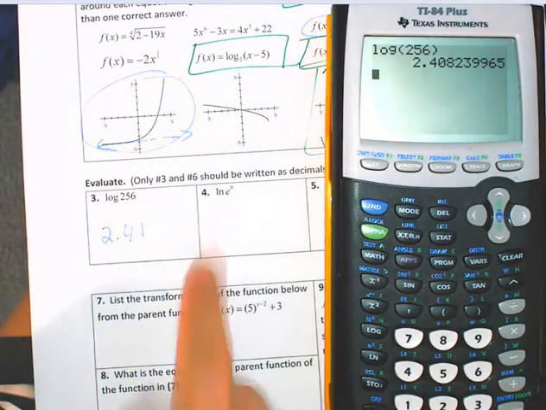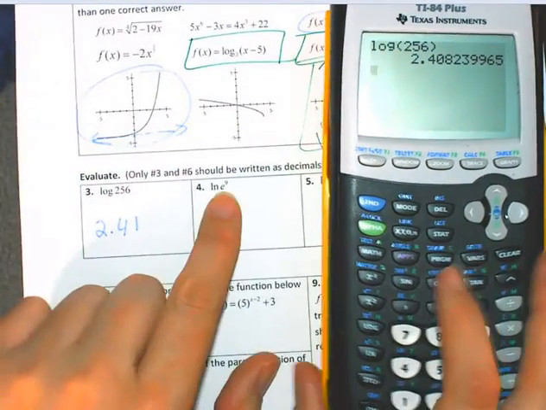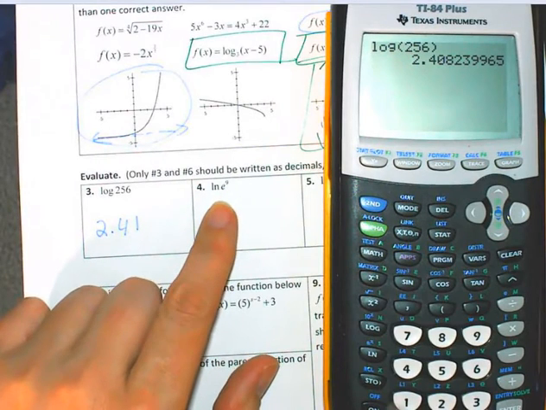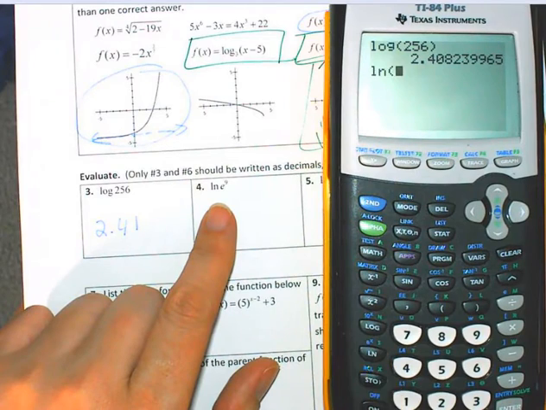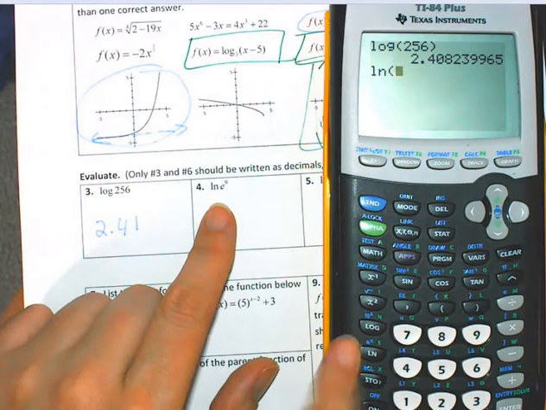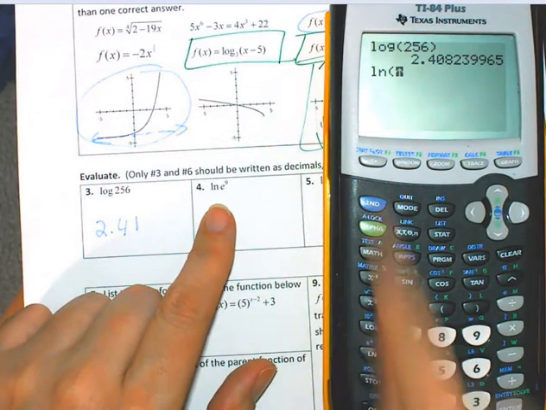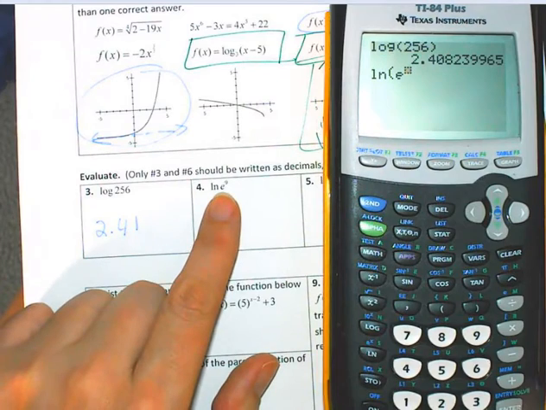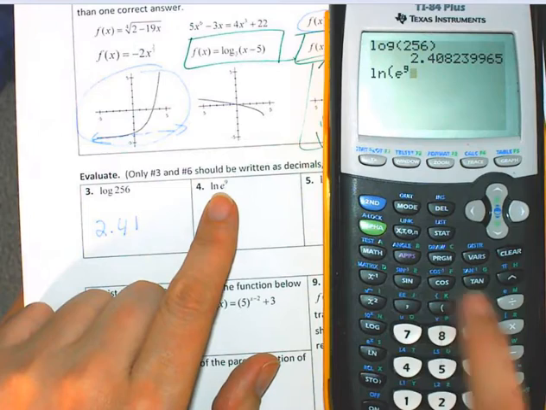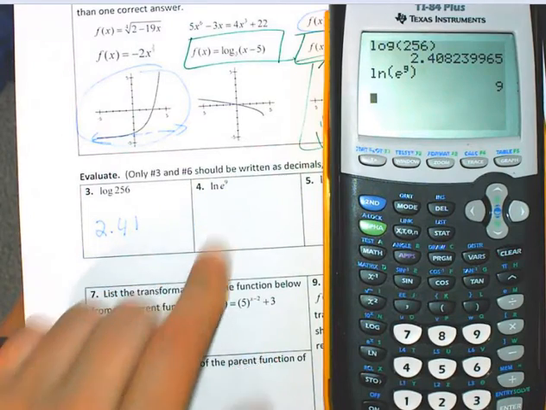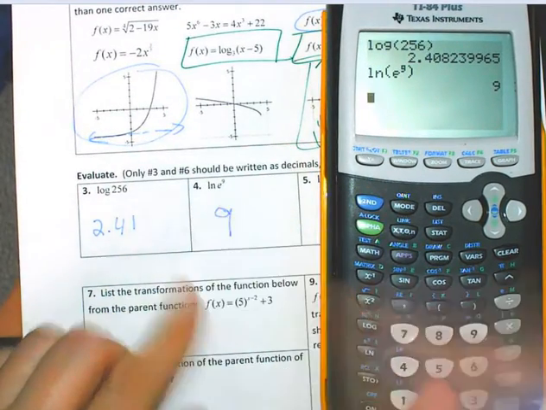Okay. Next one says the natural log of e to the power of 9. So notice here I have natural log right here, ln. And then the e is above that in blue, so we're going to do second for the e. And then it says to the power of 9. I'm going to arrow out to close the parentheses. So that's going to give me 9.